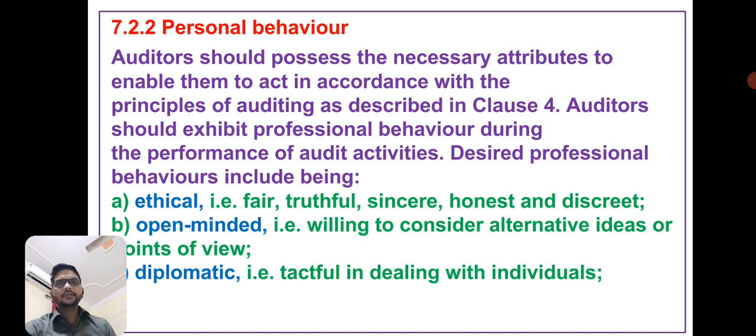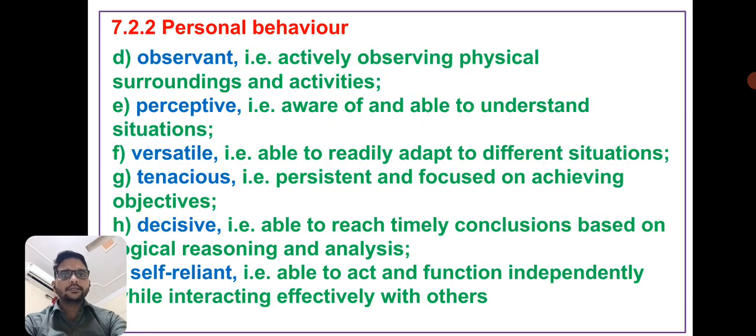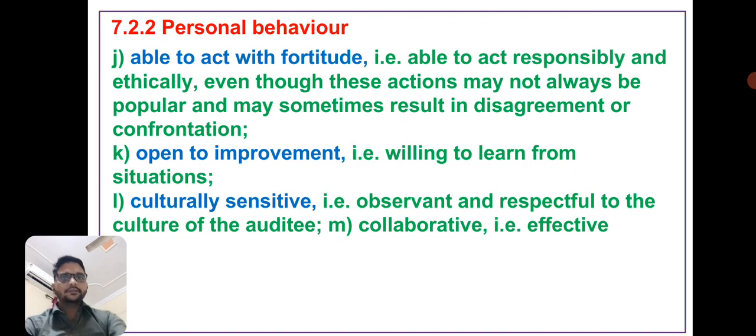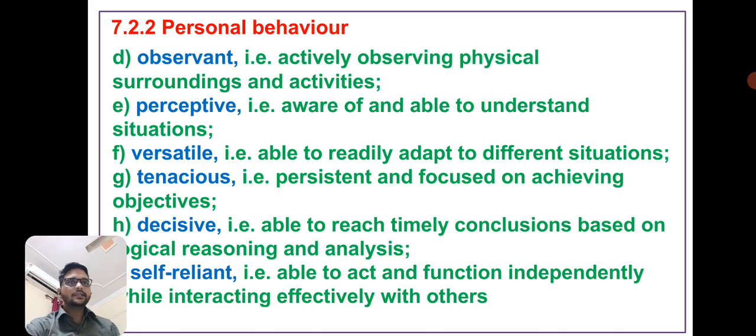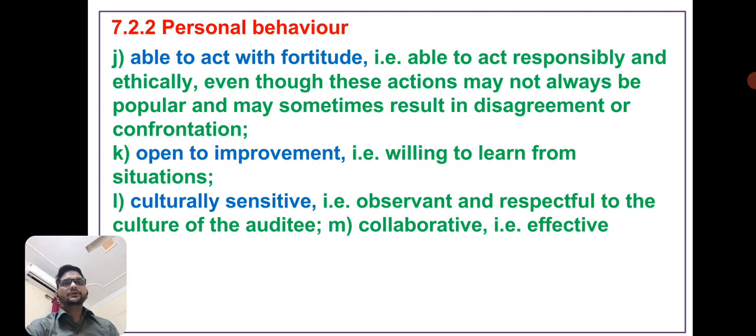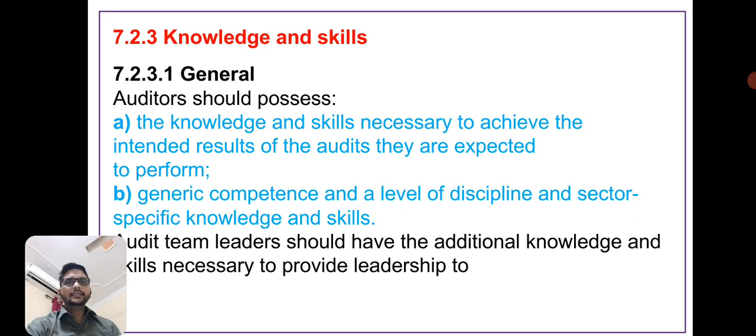This desired professional behavior is ethical, open-minded, diplomatic, observant, perceptive, versatile, and tenacious. Versatile means the ability to readily adapt to different situations. Tenacious means persisting and focusing on achieving objectives. Decisive means able to reach timely conclusions. And self-reliant means able to act and function independently while interacting effectively with others. Next is able to act with fortitude. Next is open to improvement and cultural sensitivity.